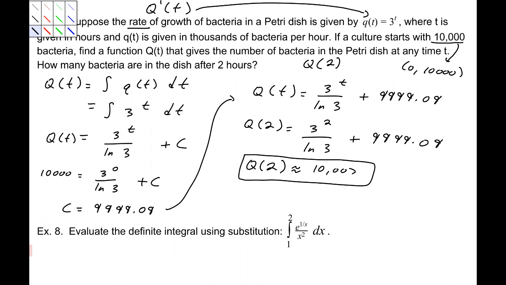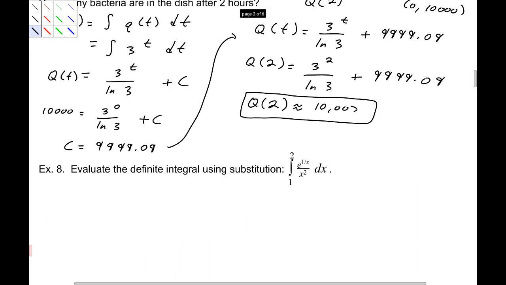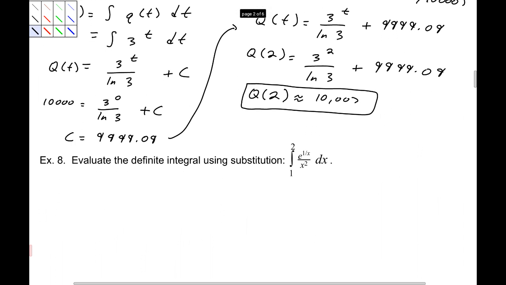All right, last one of these that we're going to have that explicitly uses exponentials. Evaluate the definite integral using substitution: the integral from 1 to 2 of e to the 1 over x divided by x squared. Now I said previously we want to try to make the exponent a single variable, a u, a t, an x, something like that. So even though this looks fairly complicated, it's really not.